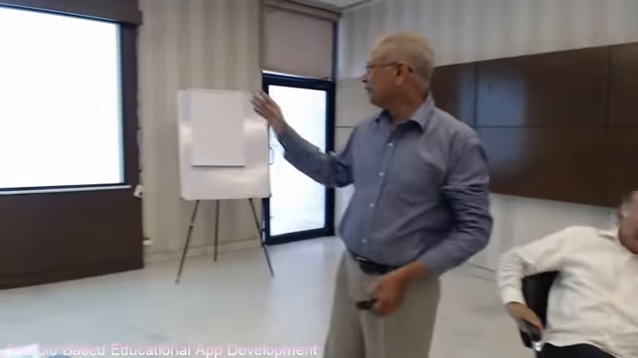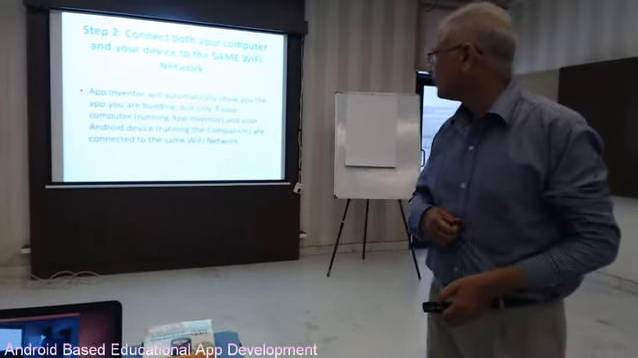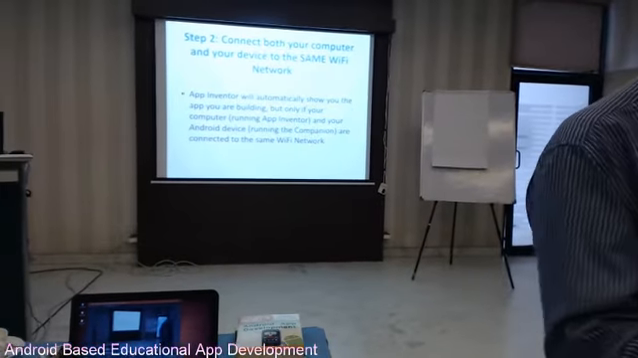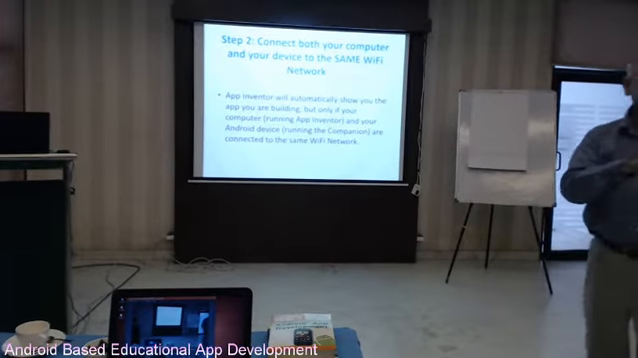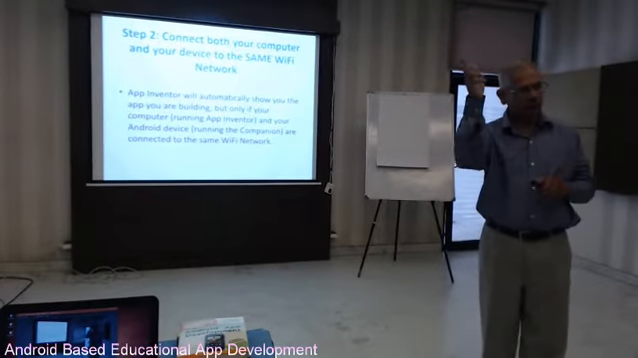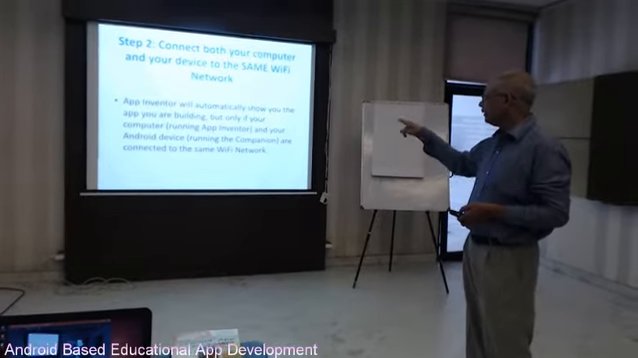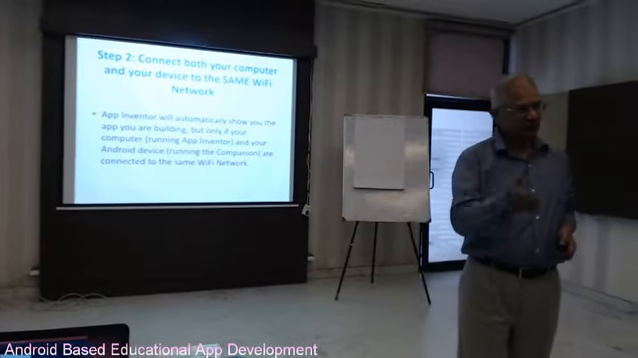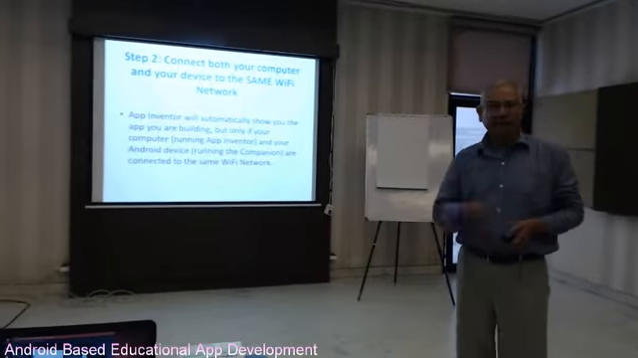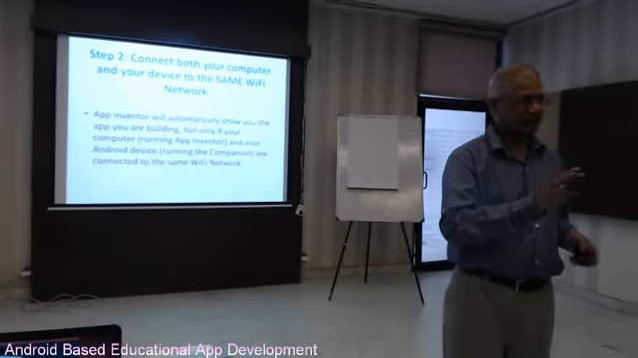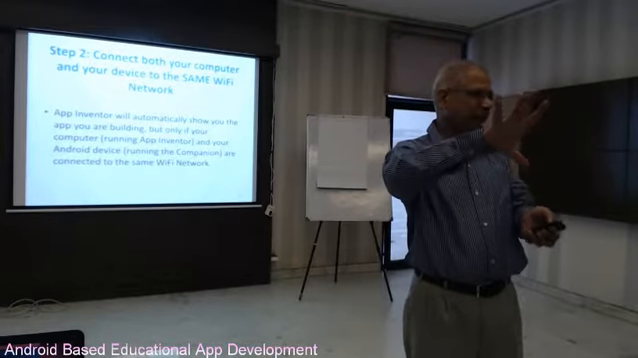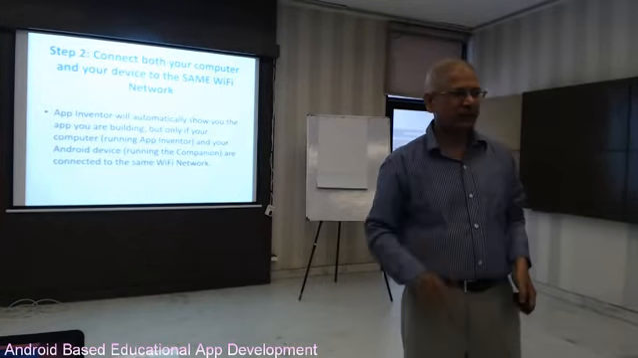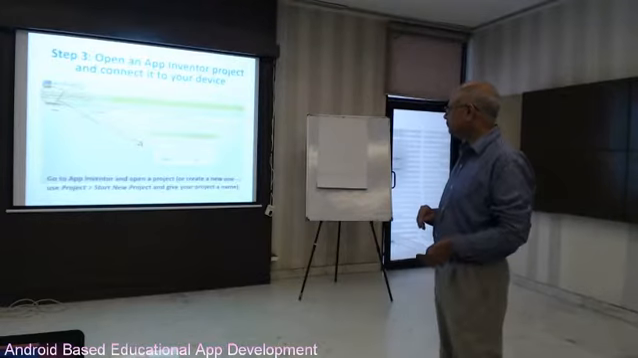This is the difference: the computer runs the App Inventor site, and we have to go there. Whereas the Android device, tablet or cell phone, runs the AI companion, because companion means it will show the app live as it is downloaded.